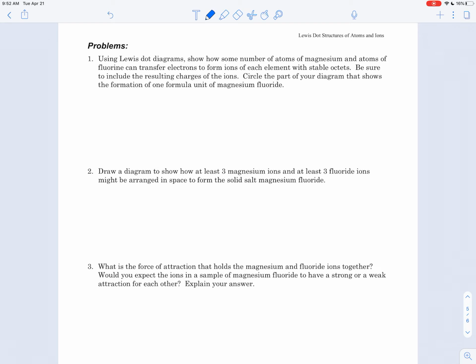It says, using Lewis dot diagrams, show how some number of atoms of magnesium and atoms of fluorine can transfer electrons to form ions of each element with stable octets. Be sure to include the resulting charges of the ions. Circle a part of your diagram that shows the formation of one formula unit of magnesium fluoride. Okay, so there's a lot there. We can break it down.